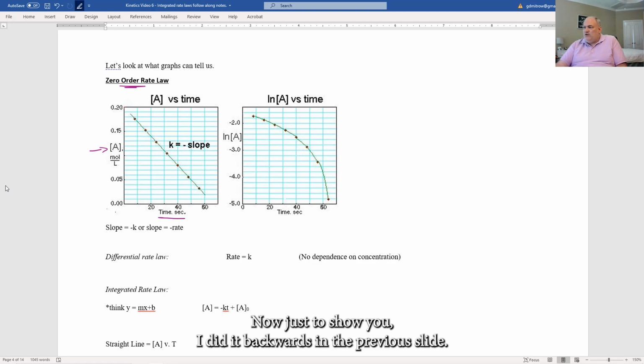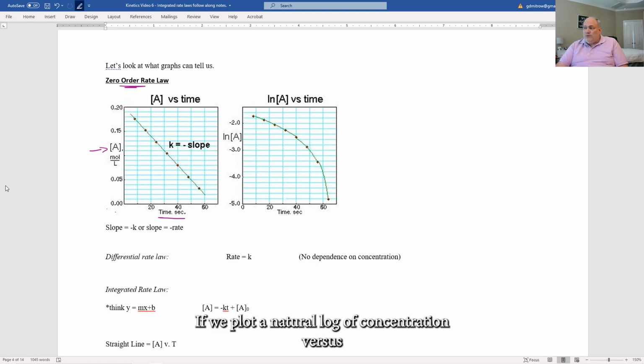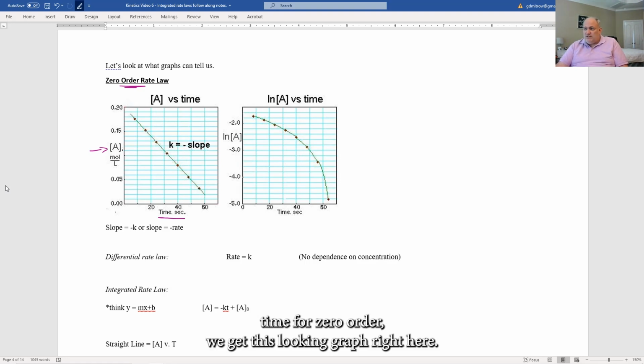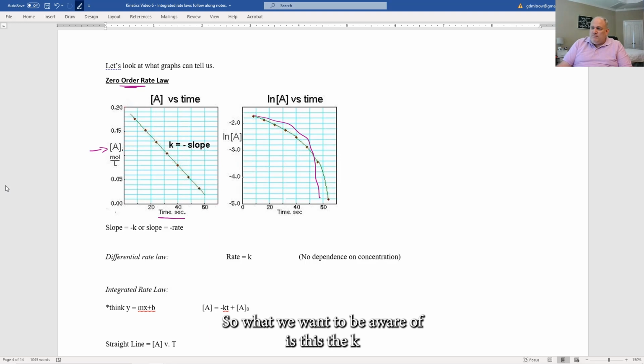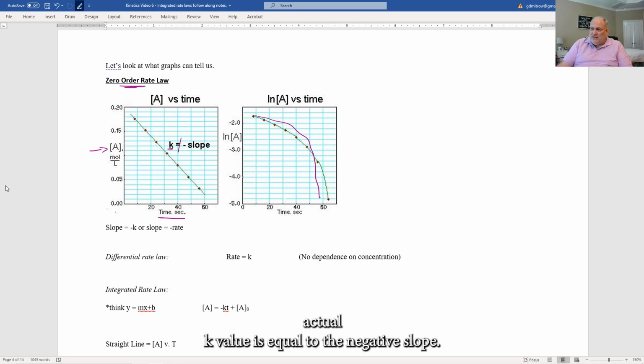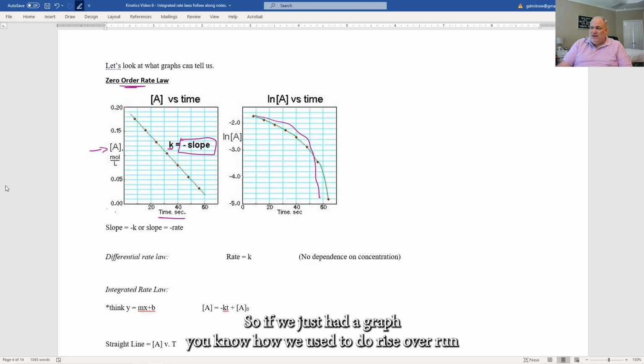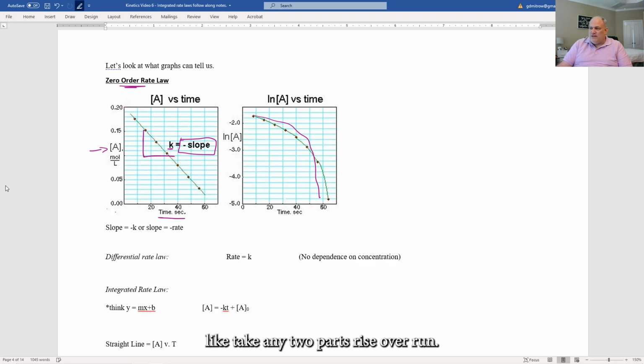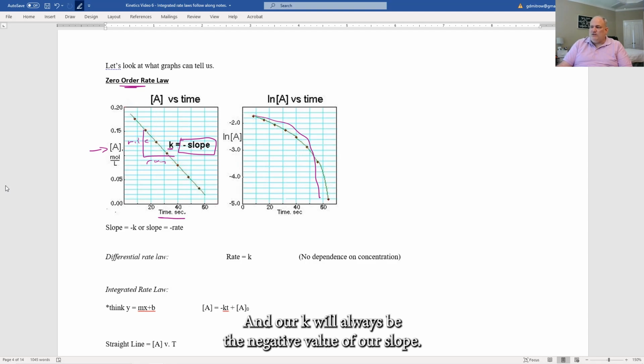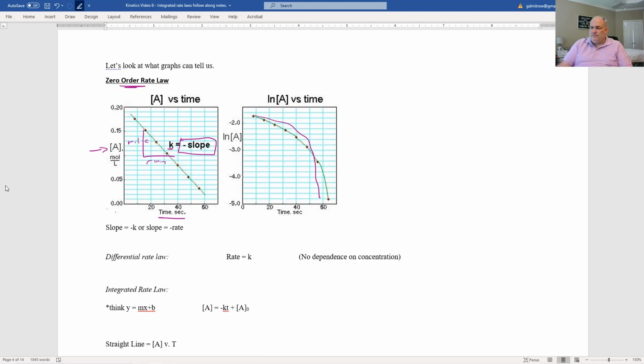Now, just to show you, I did it backwards in the previous one. If we plot a natural log of concentration versus time for zero order, we get this looking graph right here, right? That clearly is not a straight line. So what we want to be aware of is this. The actual k value is equal to the negative slope. You know how we used to do rise over run? Take any two points, rise over run. We can do that to figure out what our slope is, and our k will always be the negative value of our slope. Yeah?